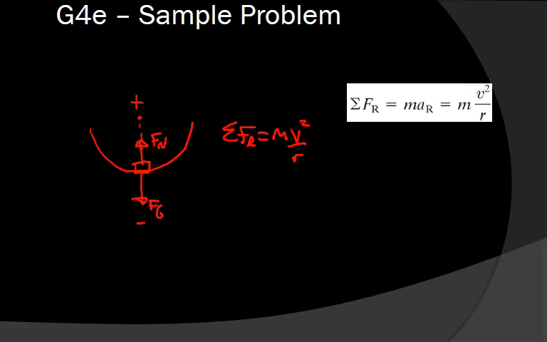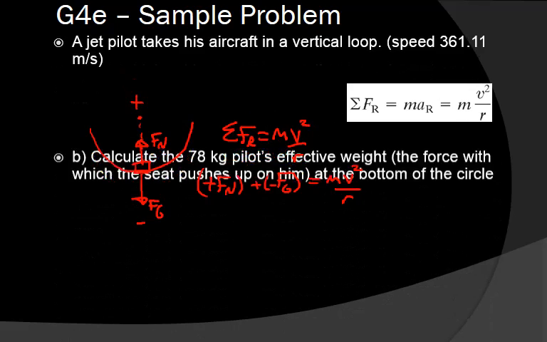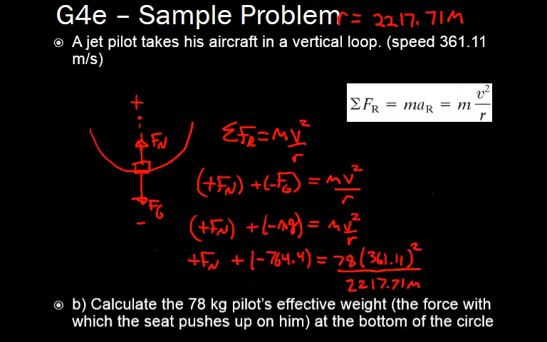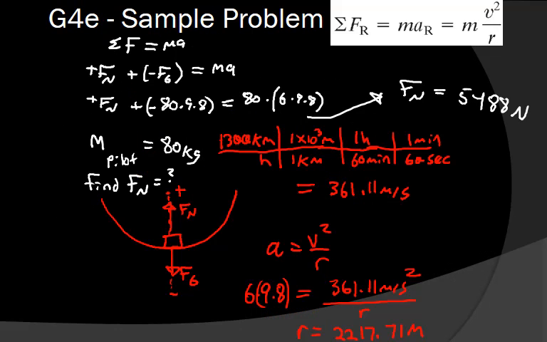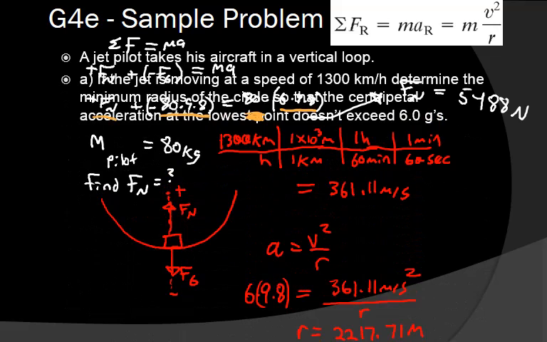Okay, so you set up your sum of the forces, positive normal force, negative force of gravity, and place your values in there. Then if we wanted to find what the normal force is, that's pretty easy. If we're an 80 kilogram person, we have our acceleration here, and we have the force of gravity. What would the normal force feel? So this is what we would feel if we were pulling 6 G's as compared to just normal straight flight.